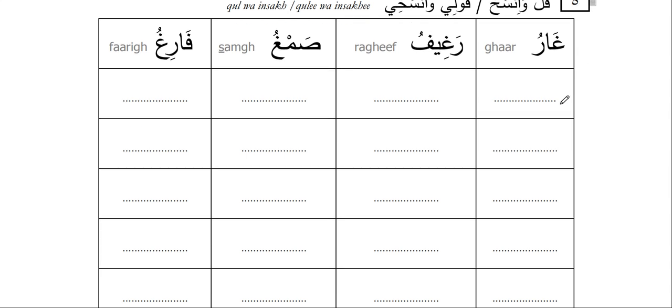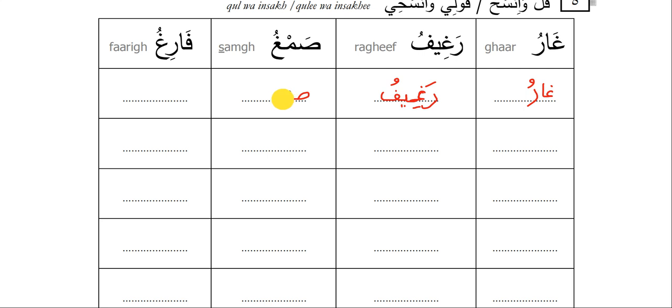I will show you how to write these words, ghain and ra. Then ra as initial, ghain. See how I'm writing ghain, because ra is a non-connector, so ghain will be written as the initial letter and then connecting with ya and fa. Raghifu. Then samghu. Make the eye of the sad, and then yes, now meem has come.